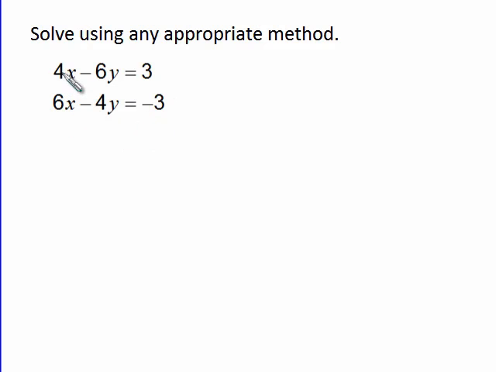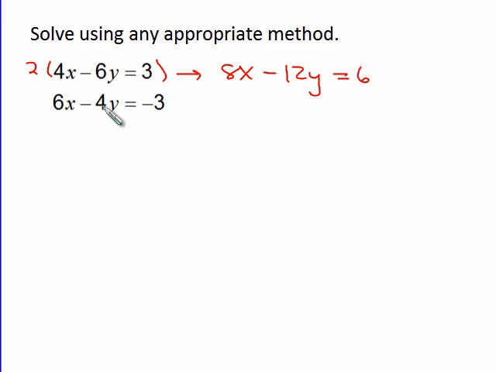It doesn't matter whether I want my x's to drop off or my y's to drop off by addition, so I'll go ahead and just choose the y's. And the least common multiple of 6 and 4 would be 12. So this equation then needs to be multiplied by 2 so that I can end up with a 12 here. So that new equation then is 8x minus 12y equals 6.